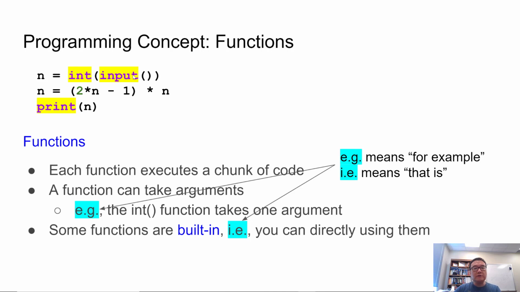So here the input function doesn't take any argument at all. So the inside of the parentheses is empty. That means the input function doesn't take any argument. The int function takes one argument, which is this input. This is what we call an application of the function input, and the print function takes one argument n. And there are also functions that take more than one argument. In fact, print can take more than one argument. If you want to print multiple things, you can include them, and they just need to be separated by commas.